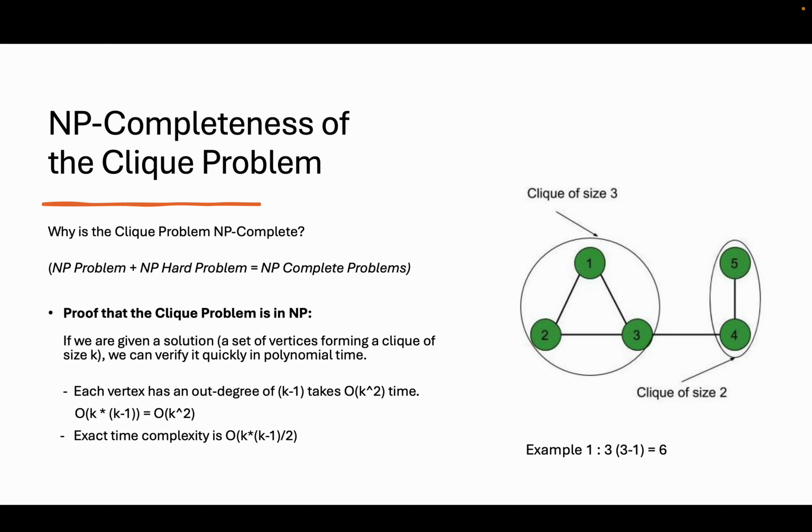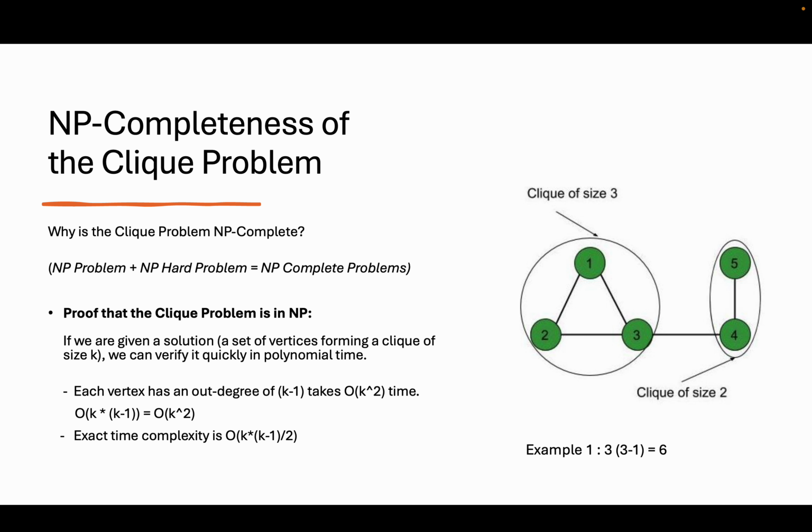Now first we will prove that the clique problem is in NP. To show this, we need to explain how we can check if a solution is correct quickly, in polynomial time. If we are given a set of k vertices that are supposed to form a clique, we can verify this by checking if each vertex is connected to every other vertex in the set. In a clique, every pair of vertices must have an edge between them.